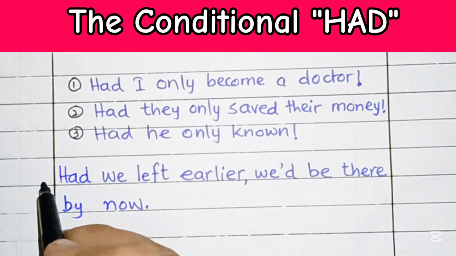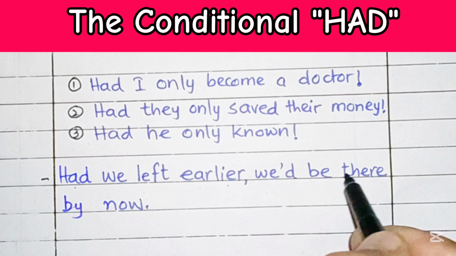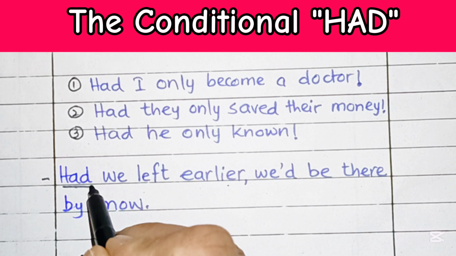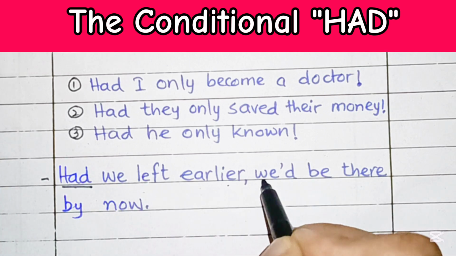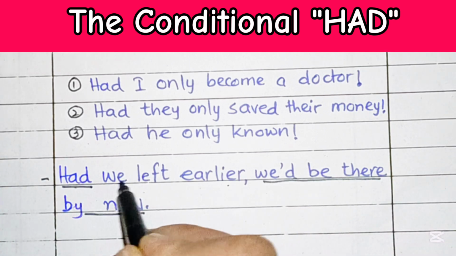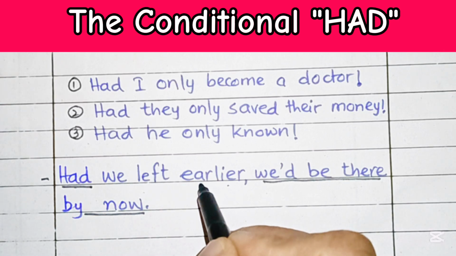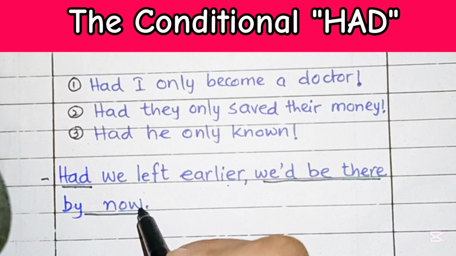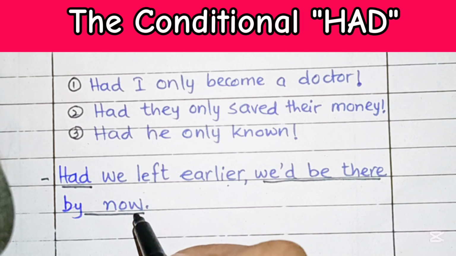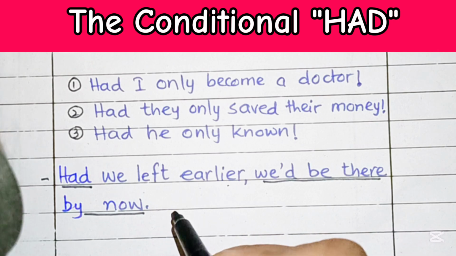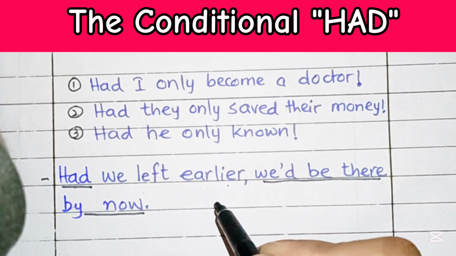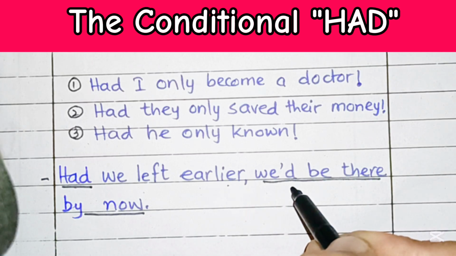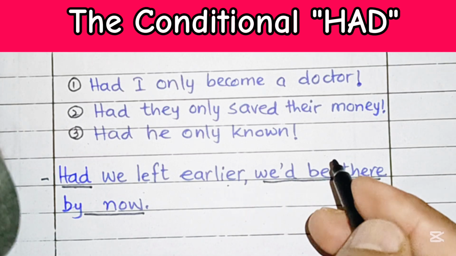Now, another expression, had we left earlier, we'd be there by now. So this thing happened and this is the present situation. Had we left earlier, it means we didn't leave early, so we'd be there by now. It means that we ought to be there now and we aren't there now and we didn't leave earlier. So because of not leaving earlier, we are not there at this moment. So the result is not good.